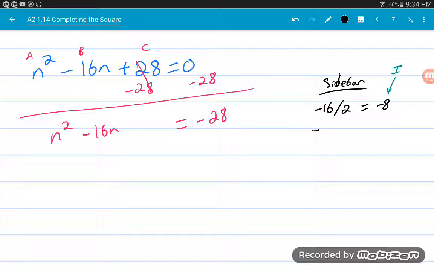And now I have to square it. Negative 8 squared should always be written with parentheses when you square a negative. Negative 8 squared is negative 8 times negative 8, which is positive 64. Now the next step tells me to take that and put it back into both sides of the equation. I'll do that in another color. So I'm going to take that 64 and I'm going to put them in here. Plus 64, plus 64.